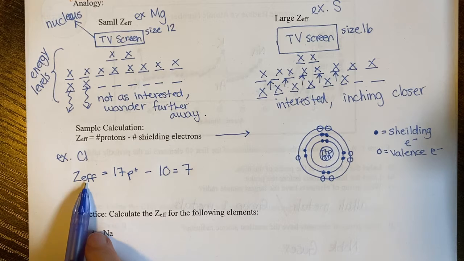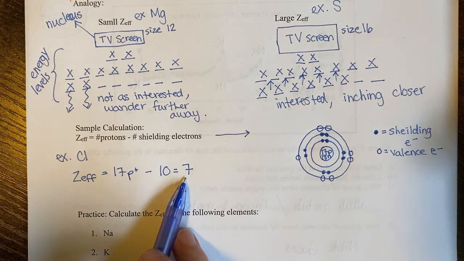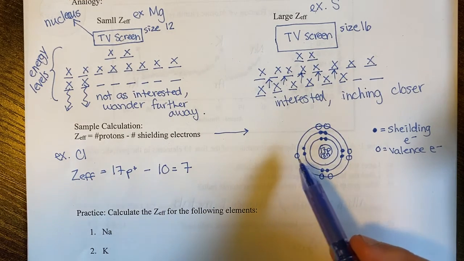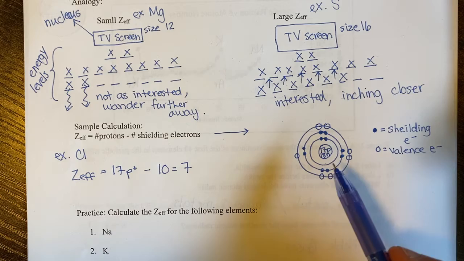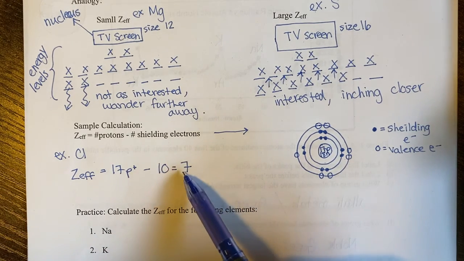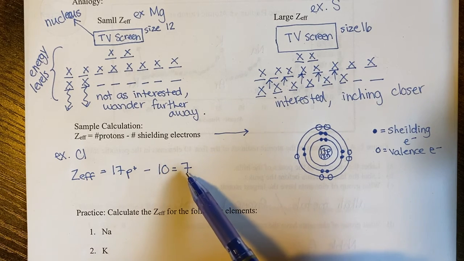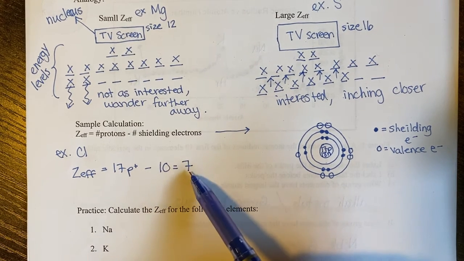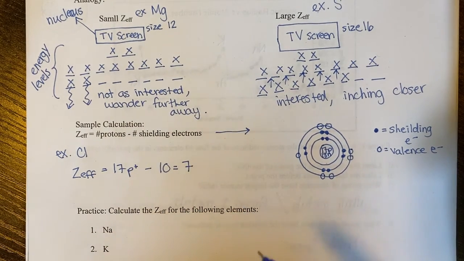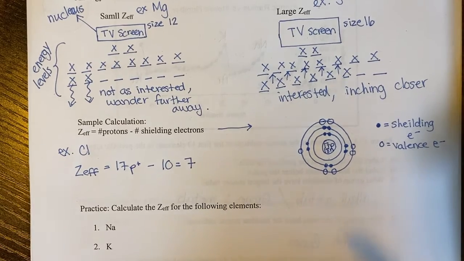So the effective nuclear charge for chlorine is 7. Now you might notice that 7 is the same as the number of valence electrons. That's something you're going to see as a bit of a pattern: the number of valence electrons is equal to the same number as the Zeff. Even though they're the same number, they don't mean the same thing.